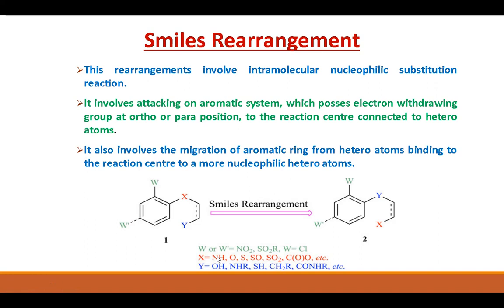The Smiles rearrangement involves an intramolecular nucleophilic aromatic substitution reaction. It is named after Smiles, who discovered this reaction in the year 1894. It involves attack on an aromatic system, which possesses an electron withdrawing group at ortho or para position to the reaction center, connected to heteroatoms. In this reaction, W denotes the electron withdrawing group, which may be NO2, SO2, chlorine etc.